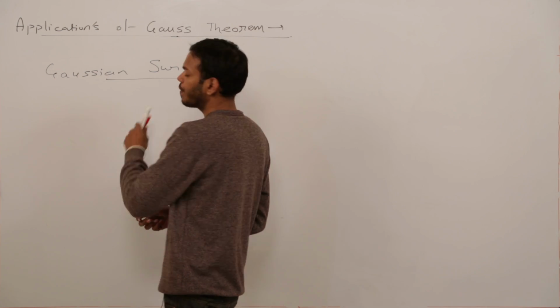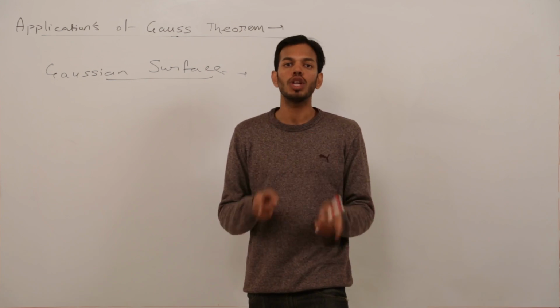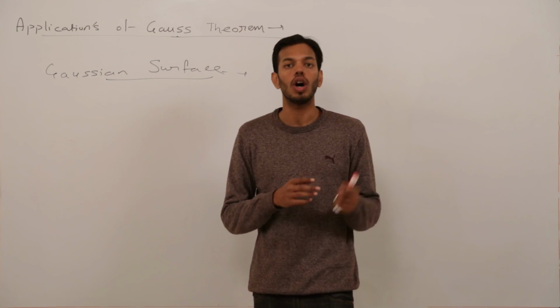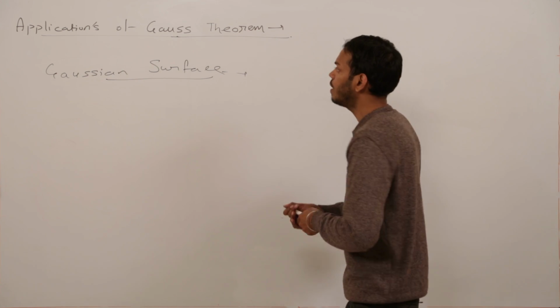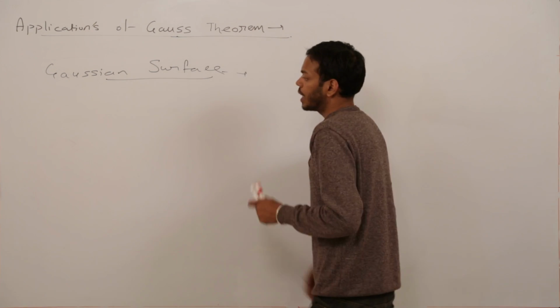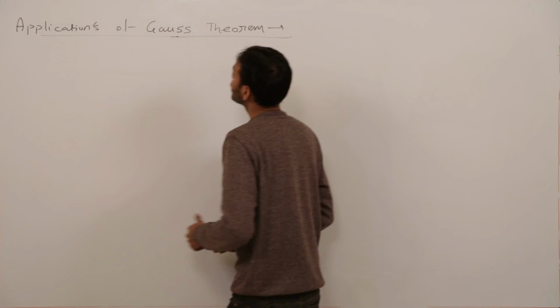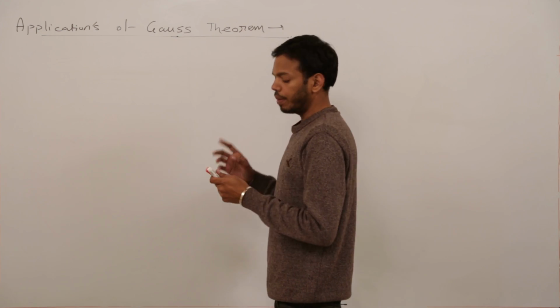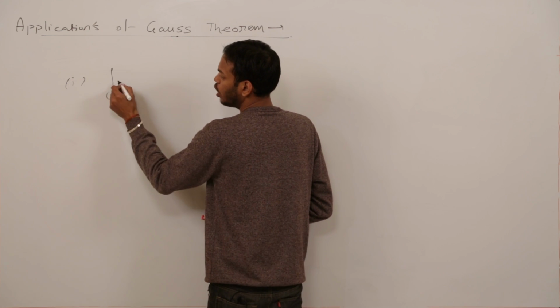So Gaussian surface can be defined as an imaginary surface, equipotential in nature, about a charge or about a group of charges from which the electric field is to be found out or to be deduced. Second point, while you do the application of this Gauss theorem, remember two simple steps. First, you find the value of flux.